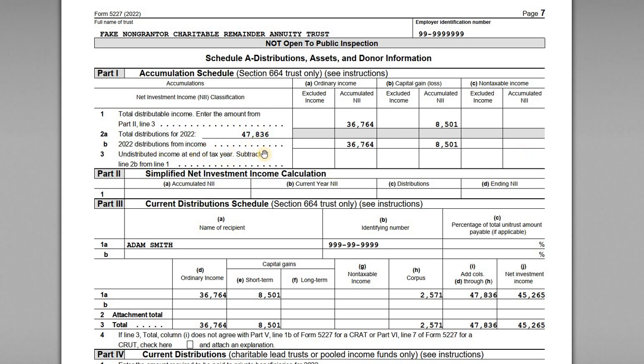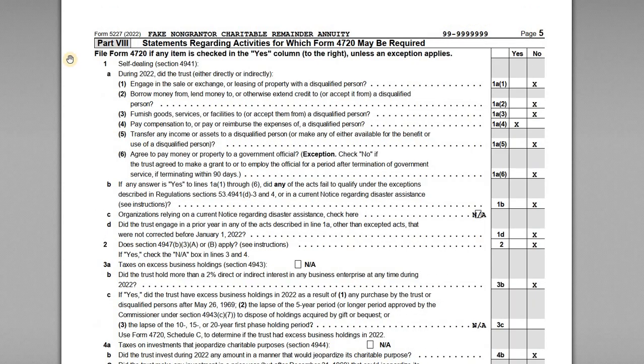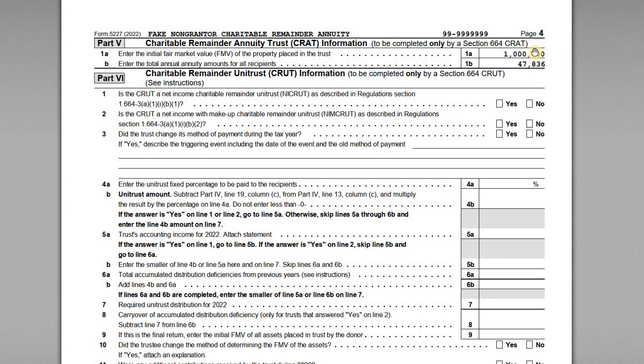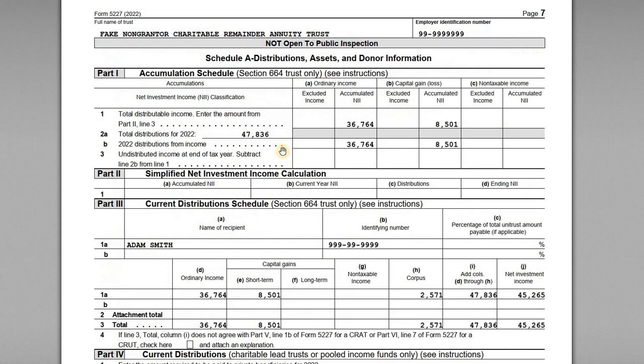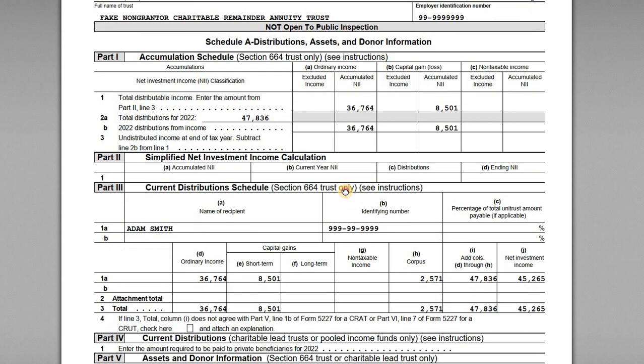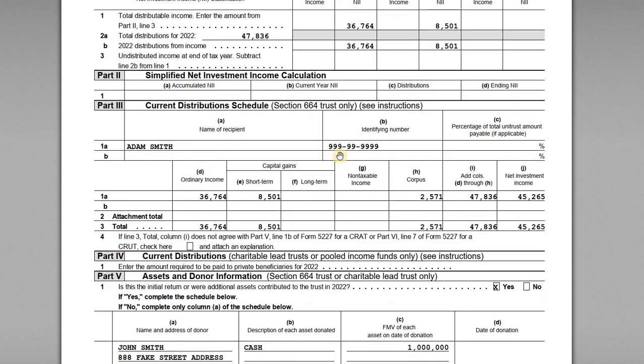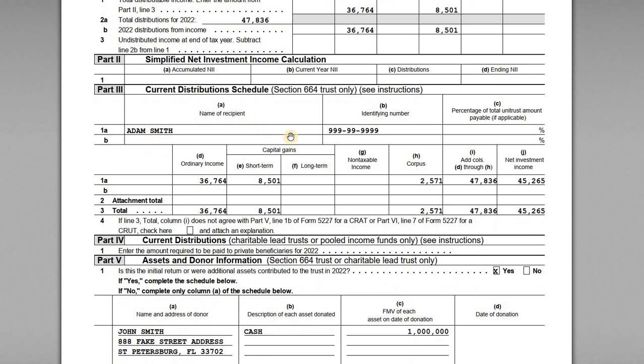The total distribution for the year, that's $47,836, right? That was the UniTrust amount that we saw up here on page 4, $47,836. That was distributed out to the income beneficiary during the year. So there's that number. And then we get down to Part 3 where we look at the current distributions. So this is where we enter the recipients for those. For the income beneficiaries, these are the ones that are going to get a K-1.